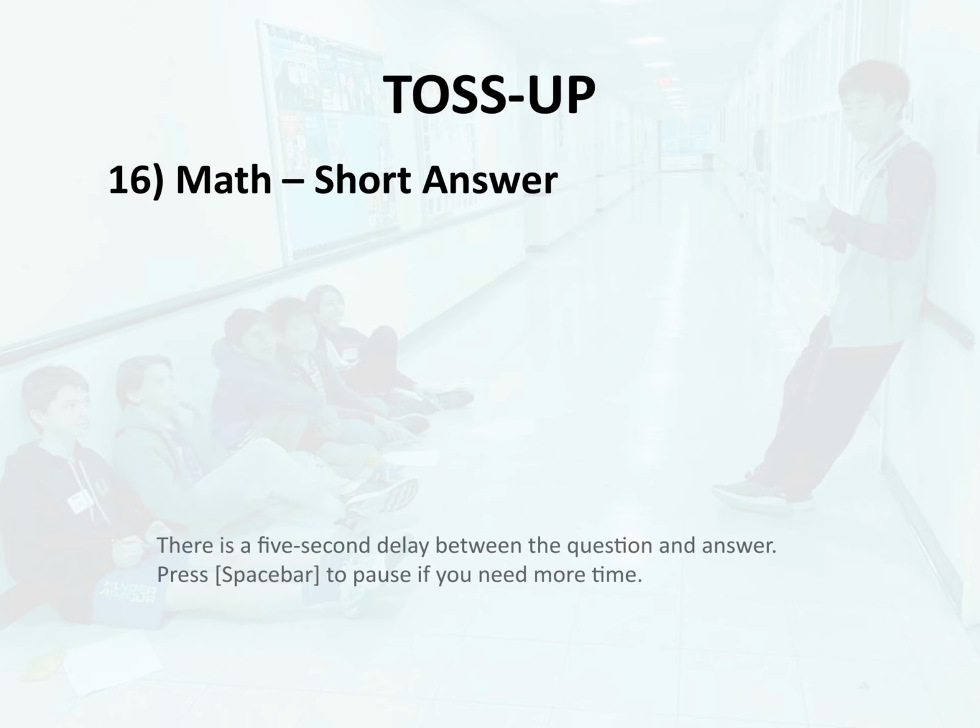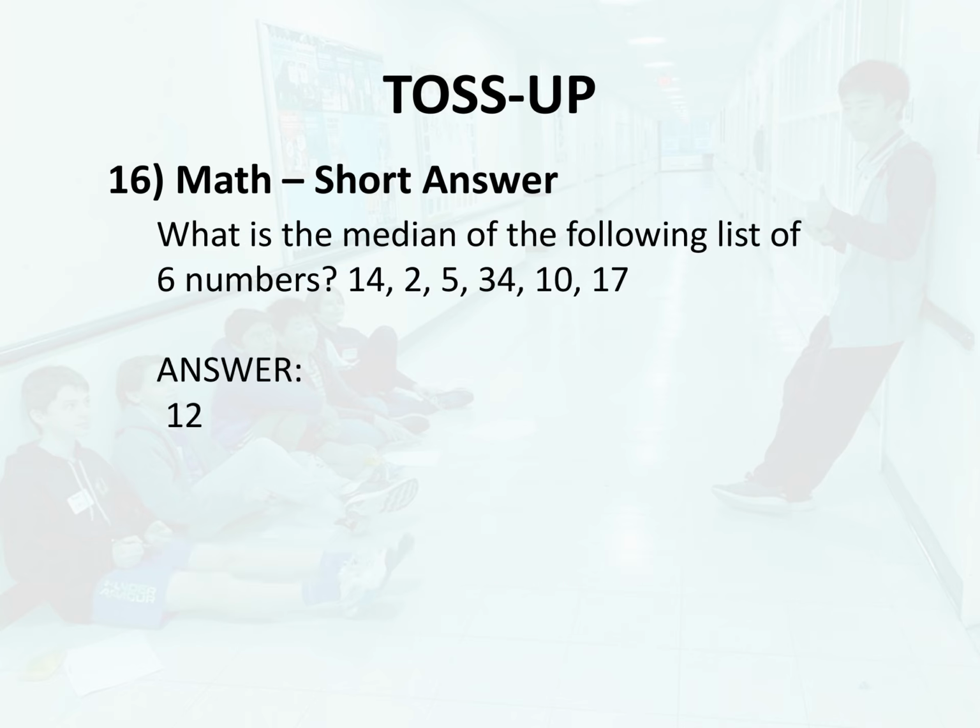Toss-up, 16. Math, short answer. What is the median of the following list of 6 numbers? 14, 2, 5, 34, 10, 17. Answer: 12.